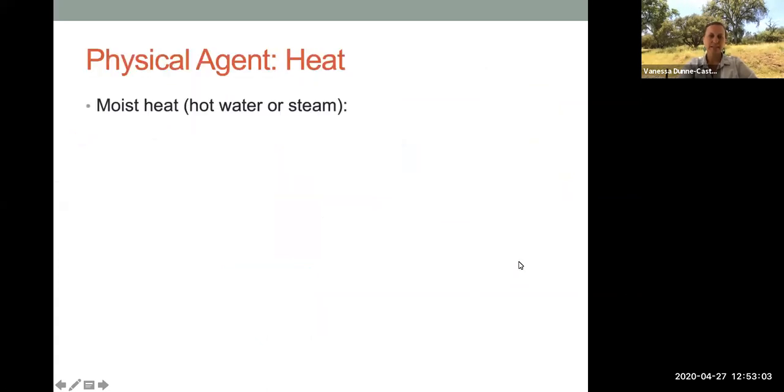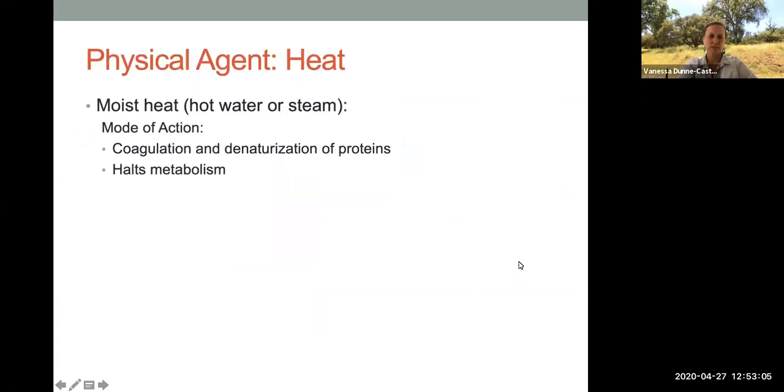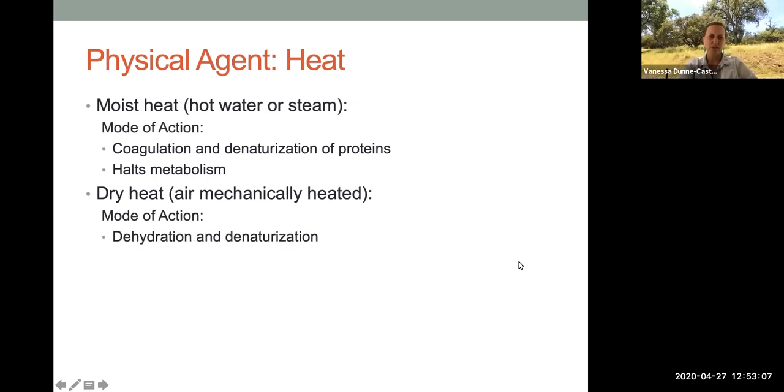So for heat again, moist and dry heat are the two modes essentially, or two basic categories of using heat. Moist heat would be using hot water or steam, either with or without pressure. Dry heat would be the absence of water or steam, right? So this is just air that has been mechanically heated.